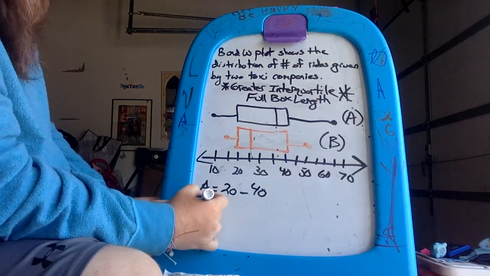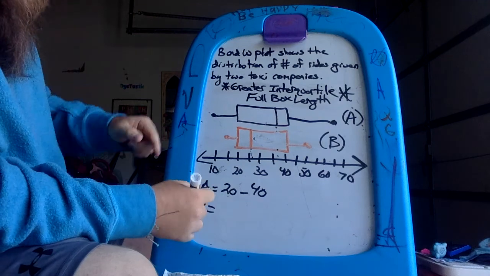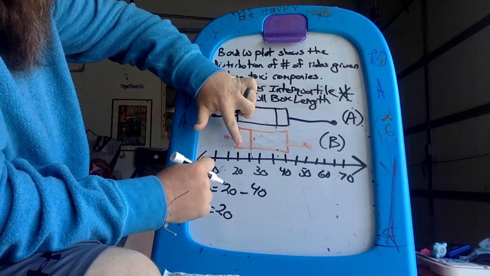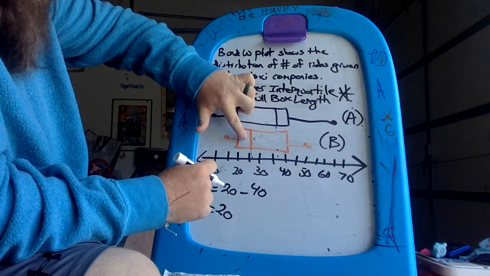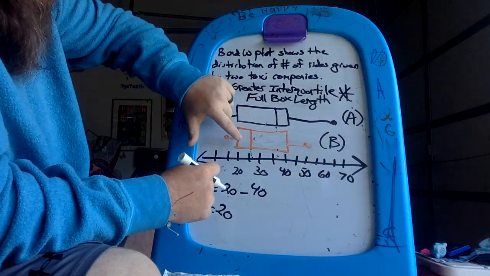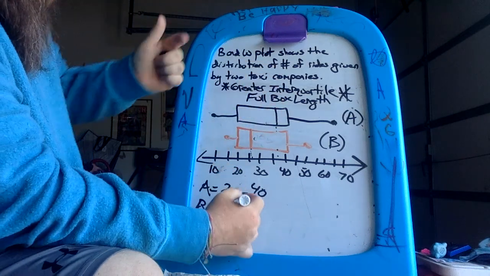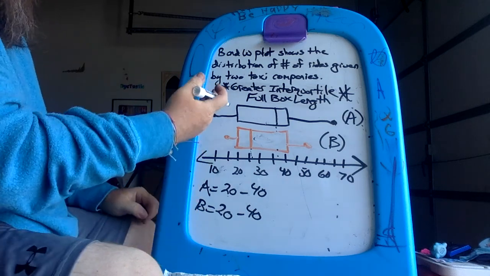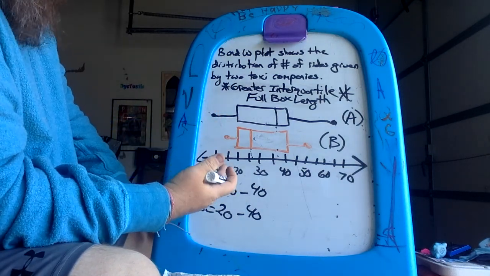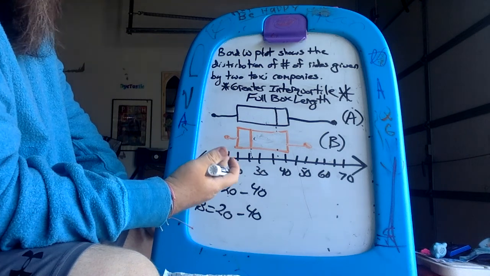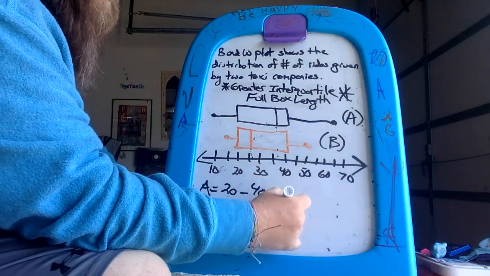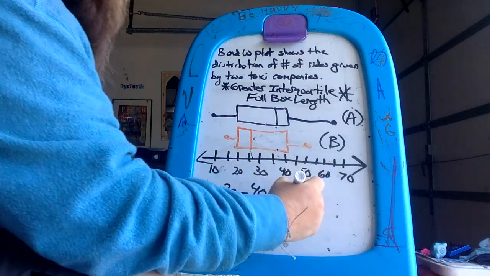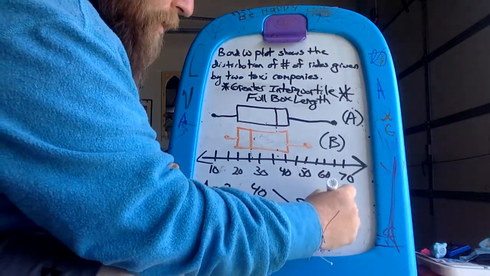So now you're moving on to company B. Company B starts at about, again, the same thing, 20 rides, and we're moving along. Remember, we're not focusing on the line that we did for greater median. We're focusing on the full box length. So moving along, up, we've got 40, okay? For this one, if I'm asking you which one of company A or B has the greater interquartile full box length, everybody should be looking at this and saying what? Good, these two companies have the same.